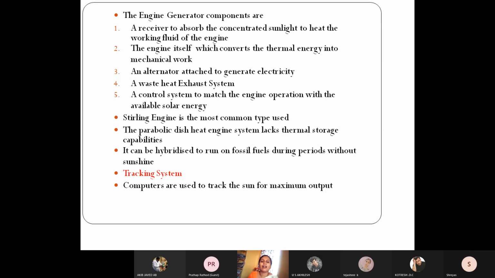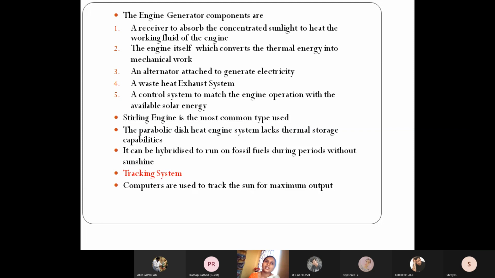And also the control system. Why do we need a control system? To match the engine operation with the available solar energy. For that, to control the parameters, we need the control system. And next, the Stirling engine is the most common type used. The parabolic dish heat engine system lacks thermal storage capabilities. It can be hybridized to run on fossil fuels during periods without sunshine.